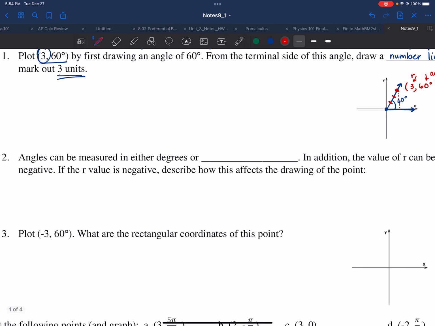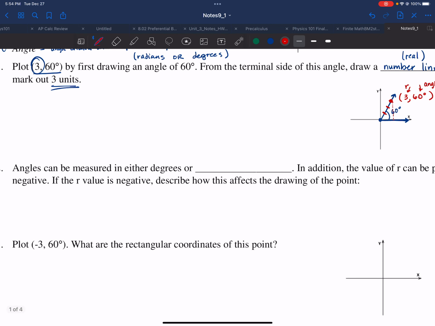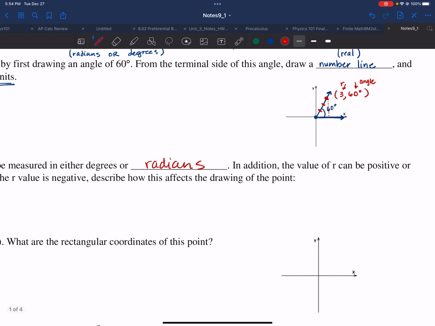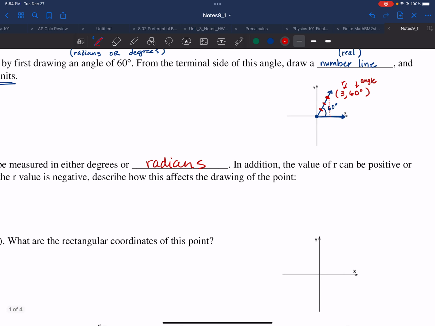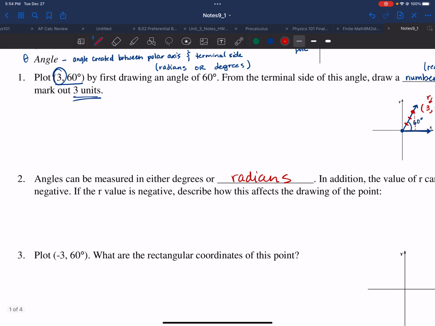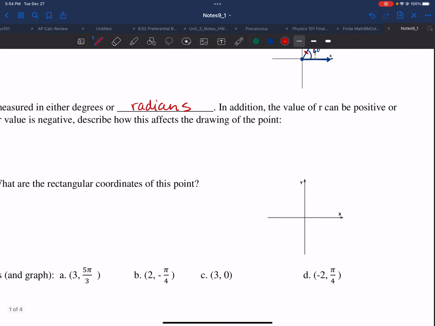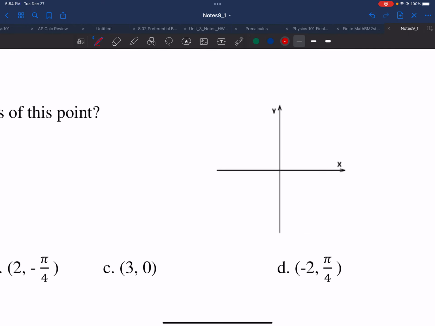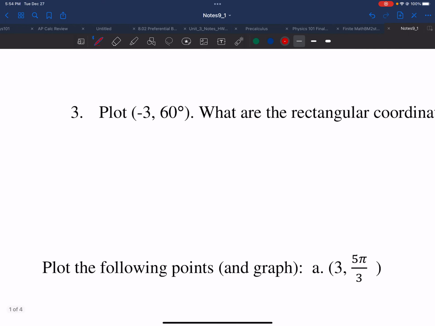We already talked about this. Angles can be measured in either degrees or radians. In addition, the value of r can be positive or negative. If the r value is negative, describe how it affects the drawing of the point. Well, let's show you how to do it first. So let's look at one that's negative. So we have -3 and 60. We've already done 3 and 60.